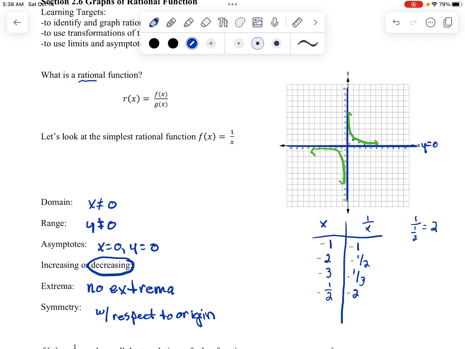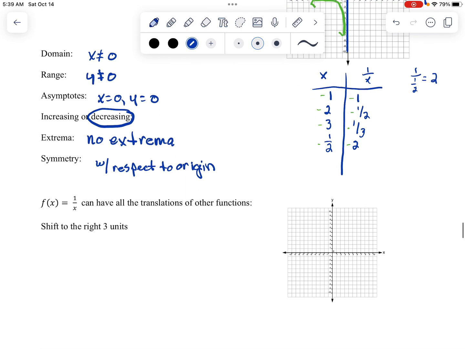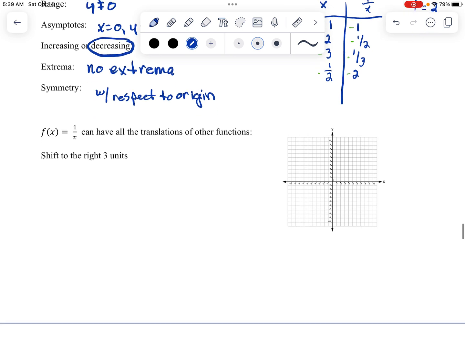And that's your basic parent function, y equals 1 over x. You should be very familiar with that. We had that at the beginning of the year. I think most of you are familiar with that. Now, we can have all the translations of the other functions. We can have the vertical shift, the horizontal shift, and the stretch, and we'll go through each one.